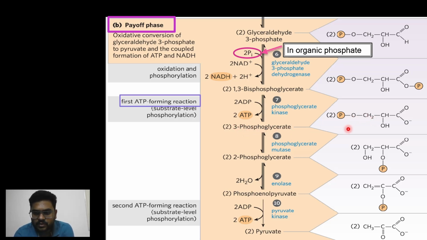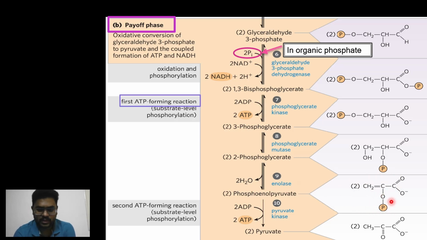So we have 3-phosphoglycerate, that is, the phosphate is on the third carbon. Now it is shifted to the second carbon with the help of a mutase enzyme. So the second carbon is phosphorylated now, and we have 2-phosphoglycerate. Then from this 2-phosphoglycerate we remove a water molecule with the help of the enolase enzyme, and we create a product called phosphoenolpyruvate. So the water molecule between these two carbons is removed.